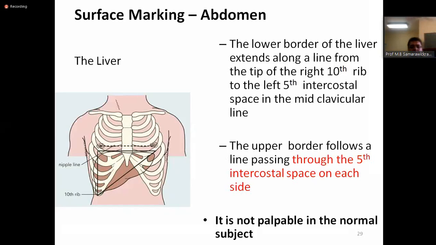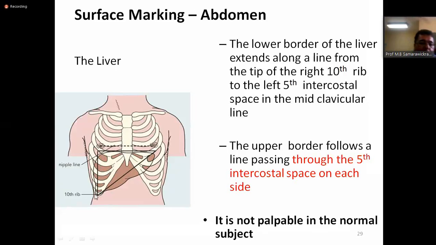So surface marking of the liver. Most of the liver corresponds to the right hypochondrium, but part of it extends to the epigastrium and even into the left hypochondrium. But remember, the liver is mainly a right hypochondrial organ, right?